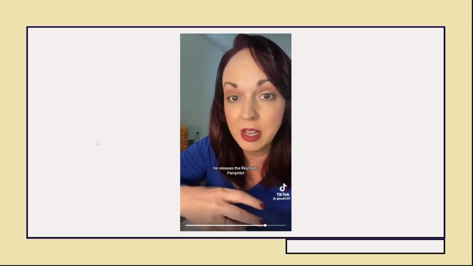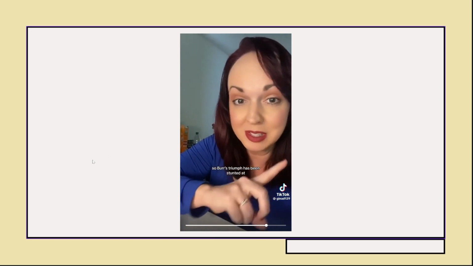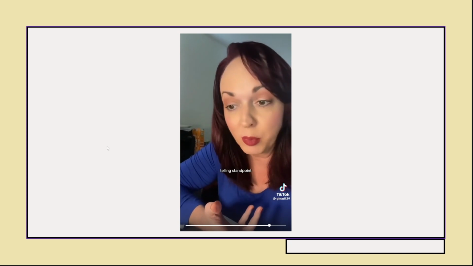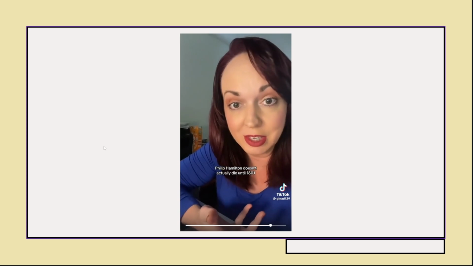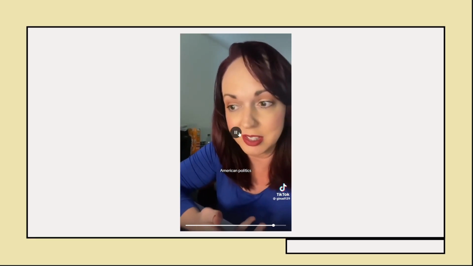Hamilton releases the Reynolds pamphlet, just throws his political career away, never going to be president now. So Burr's triumph has been stunted, but Hamilton is taking ownership of his bad decisions. And this is part of what leads to his darkest moment. This is what leads to his son getting into a duel, which leads to the actual darkest moment in the story. From a storytelling standpoint, they moved those events around in Hamilton. So Philip Hamilton doesn't actually die until 1801, but this scene happens prior to the election of 1800, because that's narratively where it needed to fit. We needed to have this darkest moment before Hamilton starts to reemerge and come back out into American politics.